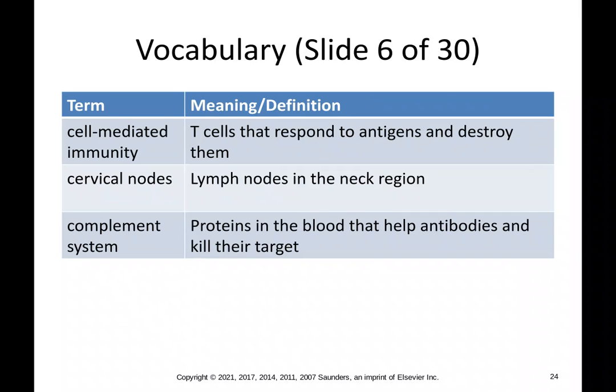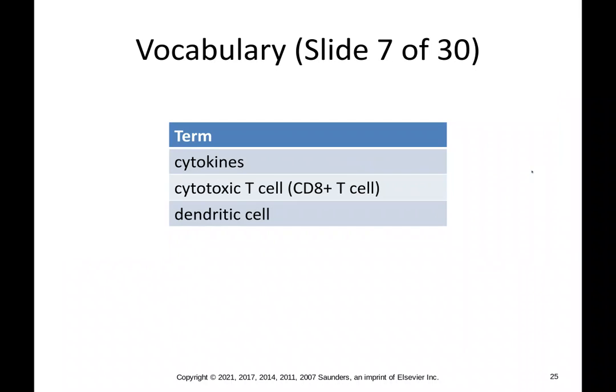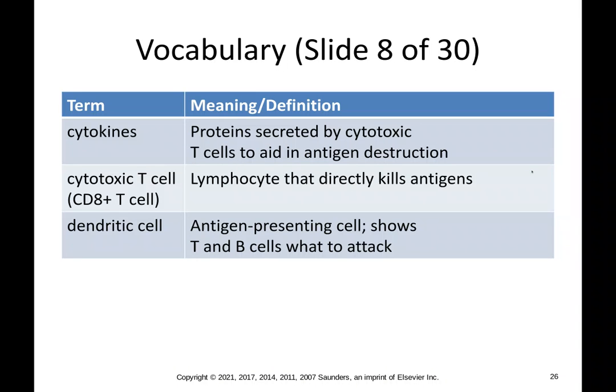Cell-mediated immunity. These are the T cells that respond to antigens and destroy them. Cervical nodes. These are lymph nodes in the neck region. A complement system. These are proteins in the blood that help antibodies and kill their target. Cytokines are proteins secreted by cytotoxic T cells to aid in antigen destruction. Cytotoxic T cell is the lymphocyte that directly kills antigens. A dendritic cell is an antigen-presenting cell. This shows T and B cells what to attack.